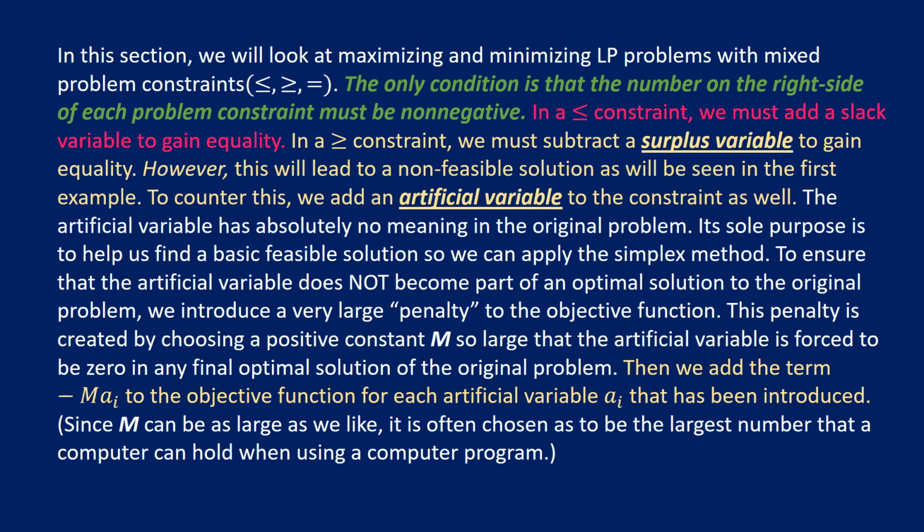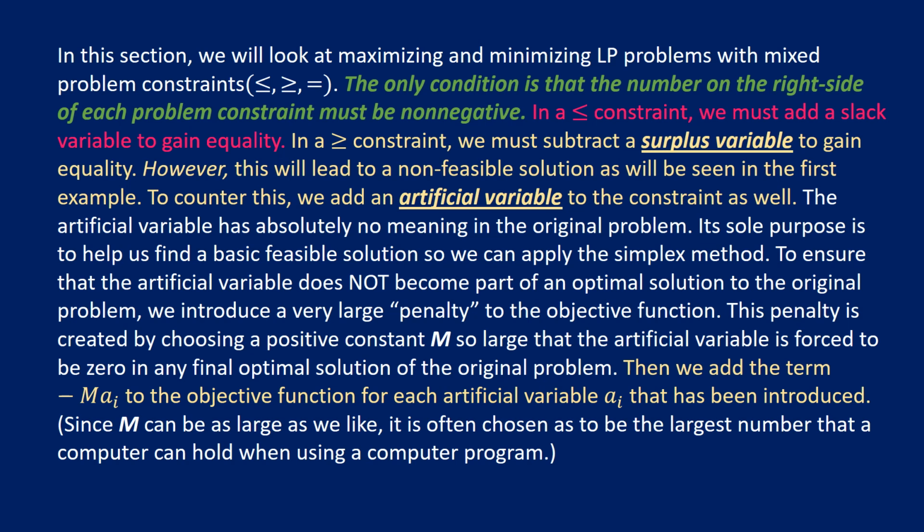In a less than or equal constraint, we're going to add a slack variable. In a greater than or equal constraint, we must subtract a surplus variable to gain equality. But if we only subtract a surplus, this is going to lead us to a non-feasible solution, as we're going to see. So to counter this, we add an artificial variable to the constraint as well. The artificial variable has no meaning in the original problem. Its sole purpose is to help us find a basic feasible solution so that we can apply the simplex method.